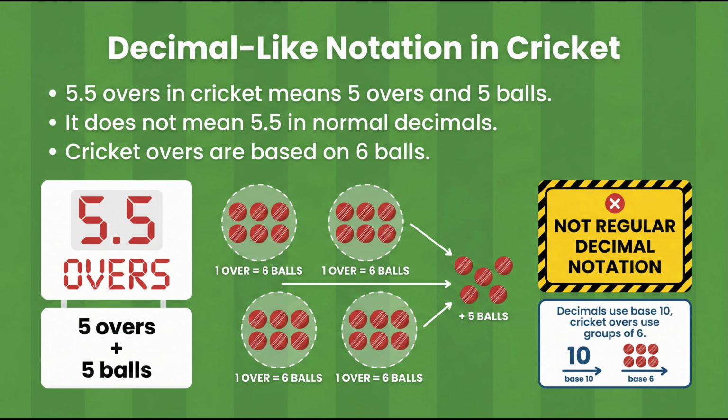Decimal-like notation in cricket. In cricket, 5.5 overs does not mean 5.5 in the usual decimal sense. Decimal numbers are based on 10. But cricket overs are based on 6 balls. 1 over has 6 balls. So, 5.5 overs means 5 overs and 5 balls. It does not mean 5 and 5/10ths overs. So, cricket over notation is not true decimal notation.